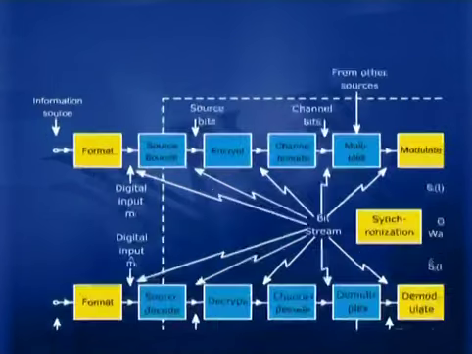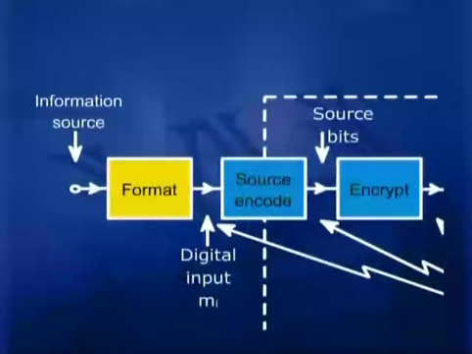You can clearly see the first block, that is the format block. The format block is actually an A to D converter, or an analog to digital converter. This block takes the analog information from the information source and converts it to digital information. The second block is a source encoder that, in addition to converting the analog information to digital information, also compresses this information. Now, in a data communication system, we can either have the format block just for digitizing the analog information, or we can have the source encoder for both digitizing and compression of this information.